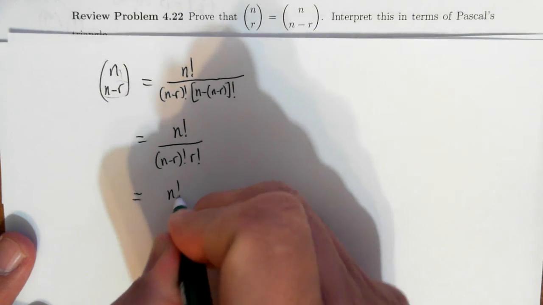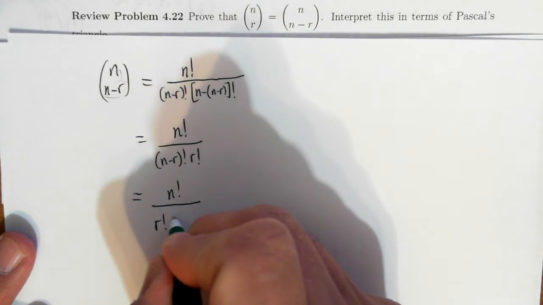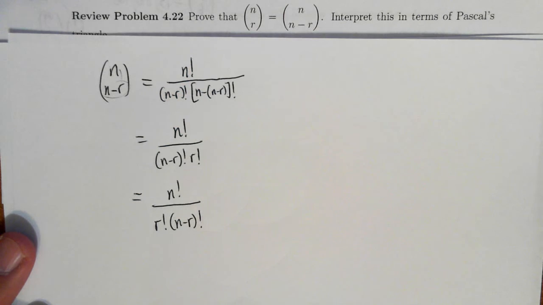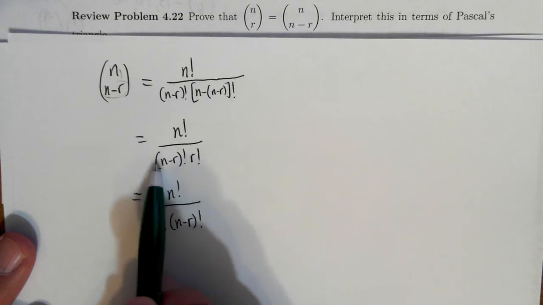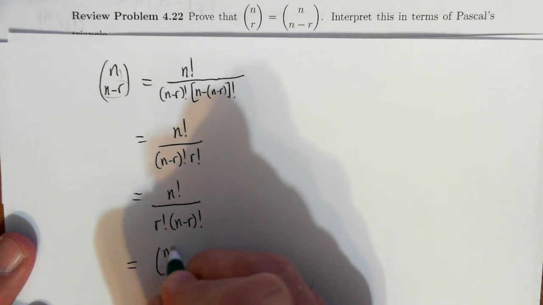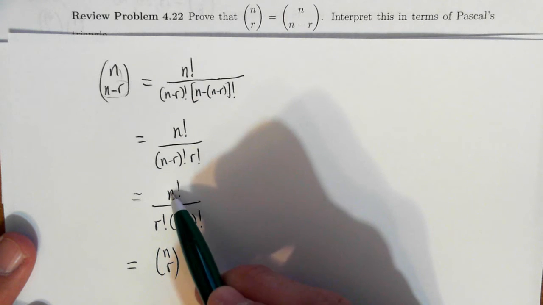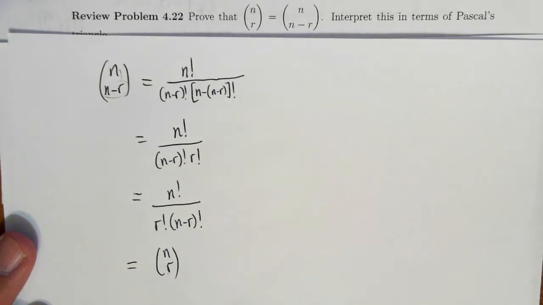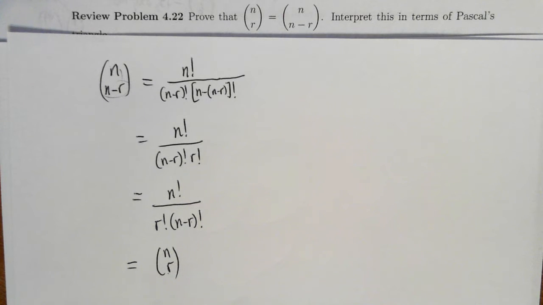Now, at this point, hopefully it's obvious, but I'll rearrange the terms on the bottom. I have n factorial over r factorial, n minus r factorial, just rewriting which one comes first. And by definition, that's equal to n choose r. N factorial over r factorial, then the difference, n minus r factorial. So that's the proof of this working.